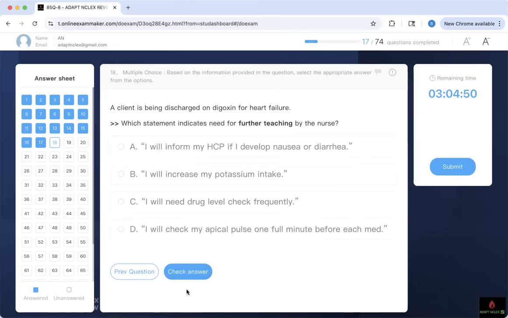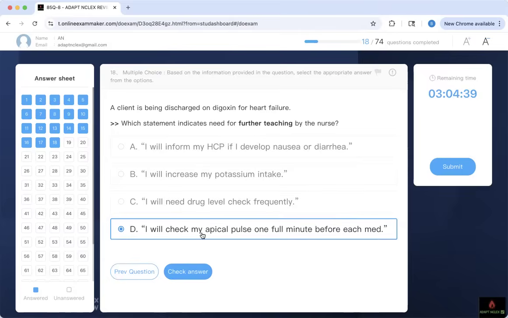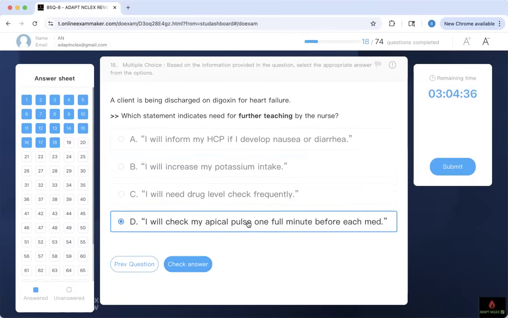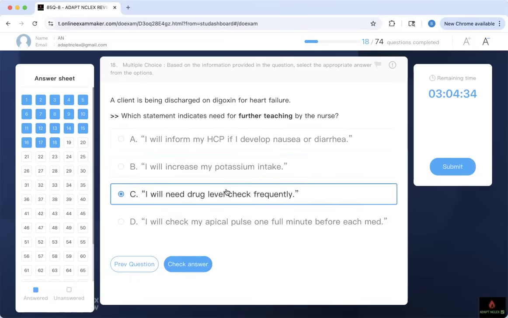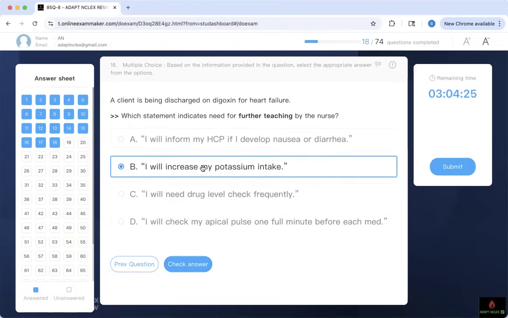How do you do that? Master the content. You pick your answer choice. I know you did. And I know you did not pick this because it's an expected finding and does not require further teaching. The level is going to be checked because it's a dangerous medication, so it does not require further teaching. When you are on digoxin, don't increase your potassium, don't decrease it. Keep a consistent amount, otherwise a bad problem. If you develop nausea, toxicity, let me know. Therefore, which one needs further teaching? B.